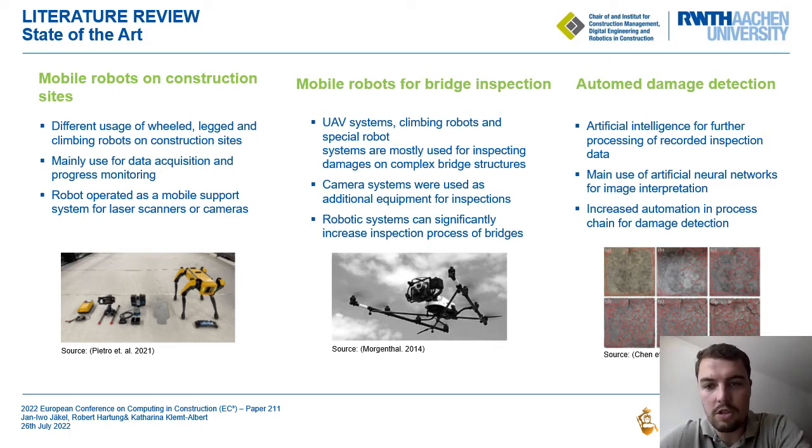In the automated damage detection, other researchers mostly use artificial intelligence for the further processing of the recorded inspection data. The main use of artificial neural networks for image interpretation could be identified, and that the use of AI for identifying damages in pictures has a huge automation potential for the whole process chain.